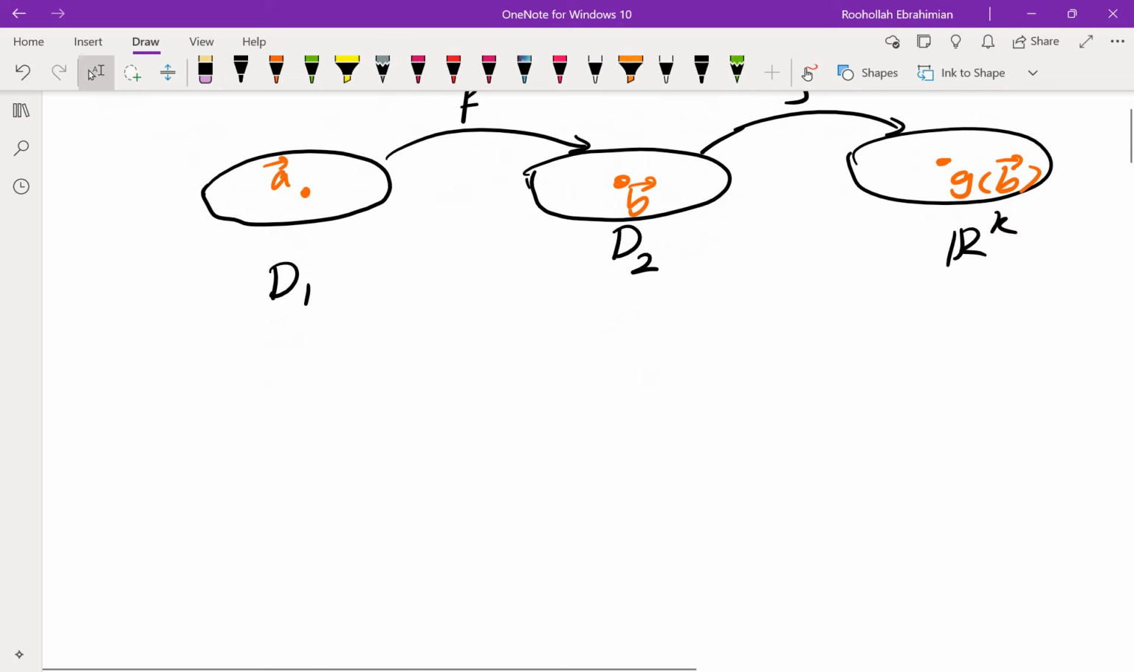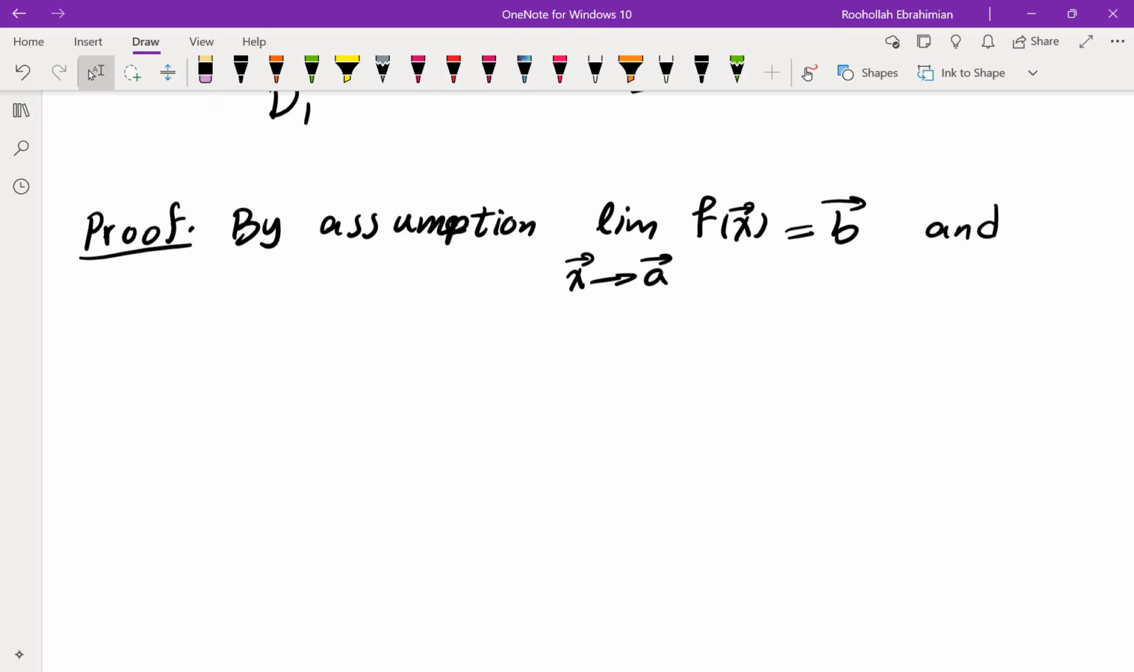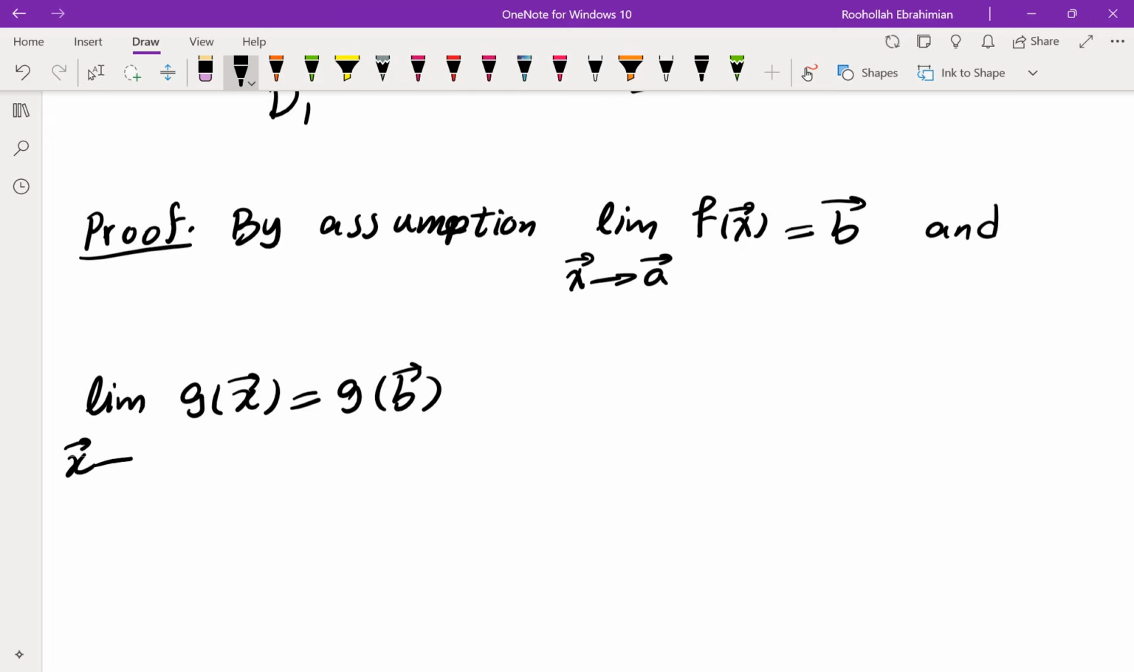So why does that work? Okay, so let's write down the definition of limit and then see what we have. So by assumption, we have these two limits. By assumption, the limit of f of x as x approaches a is equal to b, and since g is continuous at b, the limit of g of x is equal to the value of the function g at b. Again, that's by definition of continuity.